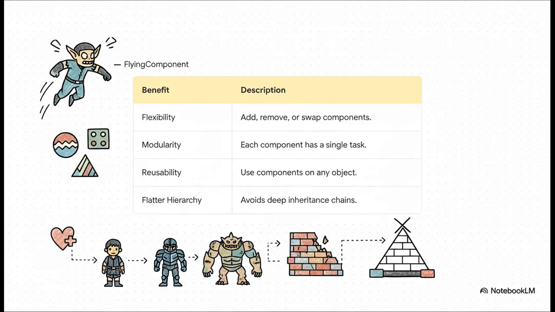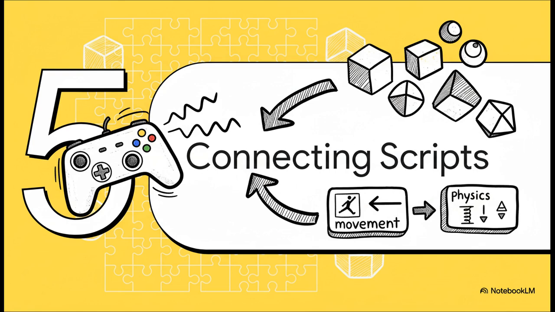And this component-based approach has some massive benefits. First, flexibility. You want to give an object the ability to fly? You don't have to rewrite its DNA, you just add a flying component. Want to take it away? Just remove it. It also means our code is modular. Each little component does one job and does it well. And the reusability is just incredible. That health component we talked about, you can use the exact same script on your player, on every enemy, on a boss, and even on that breakable crate we mentioned. It's so efficient.